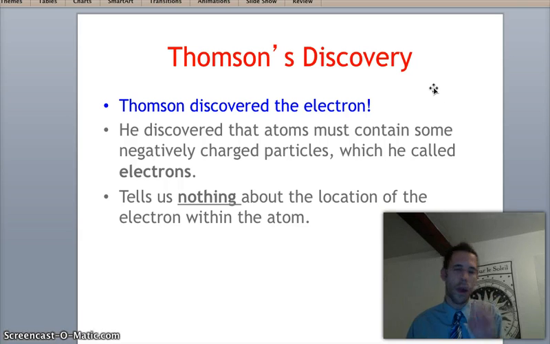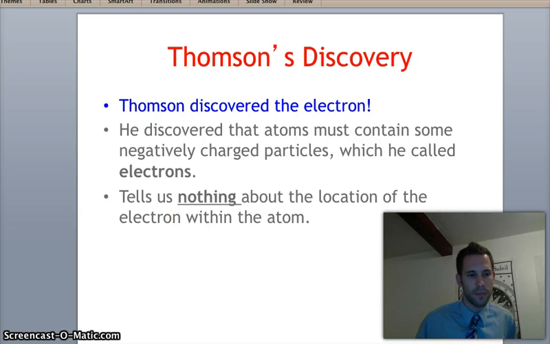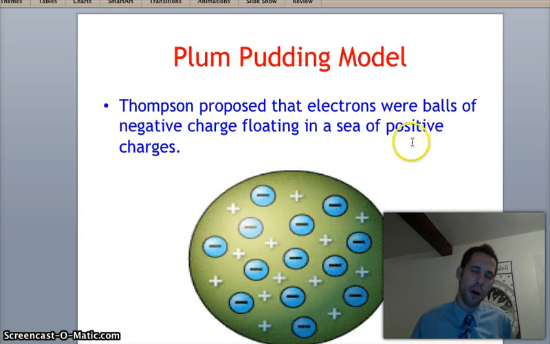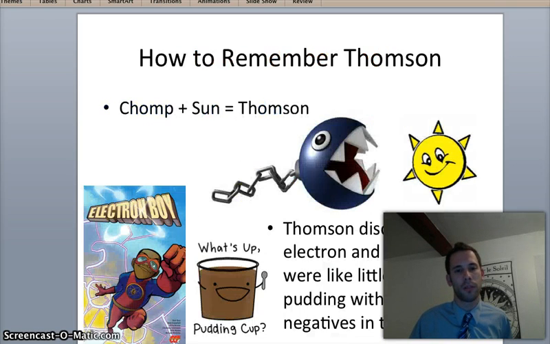However, he did not discover where the electron was. He just knew that the beam must be made of negatively charged particles that had 1/2000th the mass of a normal hydrogen atom. And so he assumed that had to be the electron. Now, he proposed that all these electrons were floating in a blob of positive charge, and he called this the plum pudding model. Now, unfortunately for him, that was wrong.